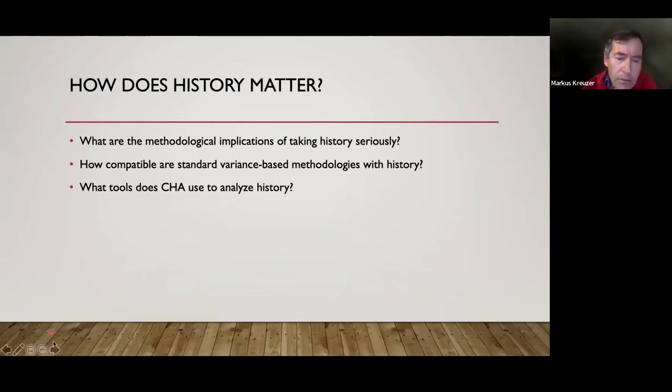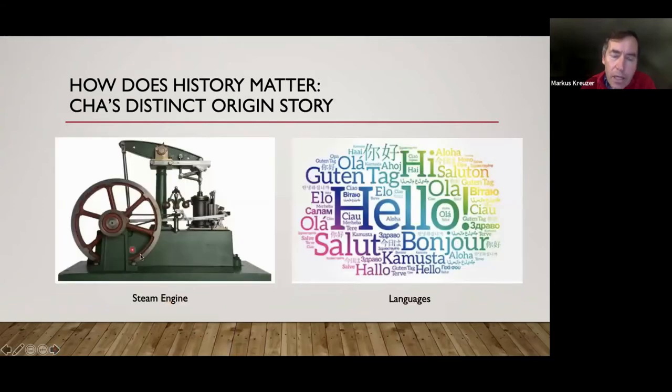But to answer them is not easy because comparative historical analysis is a little bit of a heterodox field and encompasses a whole bunch of different literatures. So one important thing to understand is that to understand the methodological implications of comparative historical analysis, we have to look at its distinct origin story. So Robert Dahl, the political scientist, in his book On Democracy, asked the question, how should we think of democracy? And he used this really intriguing analogy.